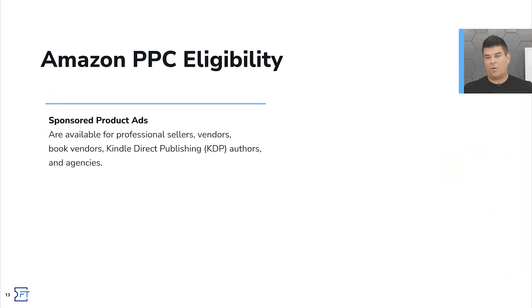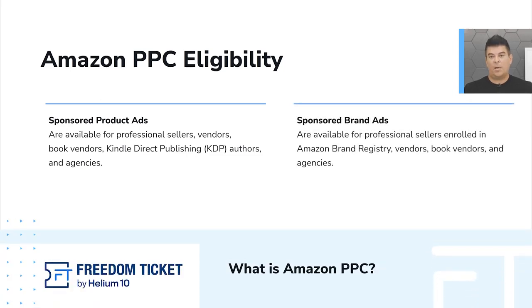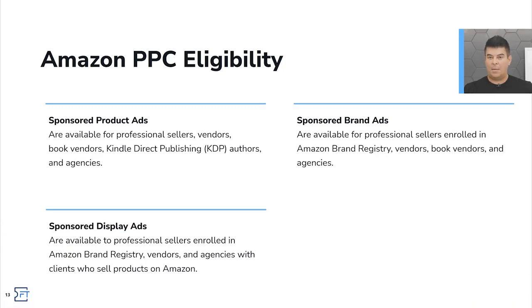What are the eligibility requirements for some of these PPC campaigns? Because of course there are some when dealing with Amazon. Your sponsored product ads are available to anybody. All professional sellers, vendors, KDP, agencies, anyone can do sponsored product ads. Sponsored brand ads and sponsored display are where you have to get brand registered. These are also all available to all types of sellers. If you're, again, brand registered, any vendor, agency, or KDP publisher can do sponsored brand ads or sponsored display ads.